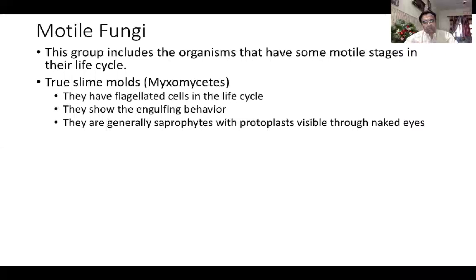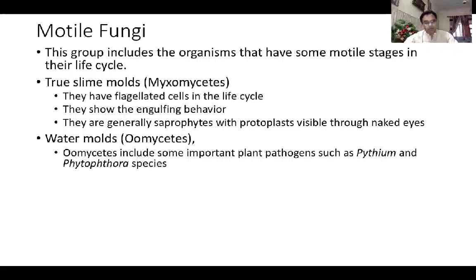Then they are also important saprotrophs. Another group of motile organisms are known as oomycetes. Oomycetes include some important plant pathogens such as Pythium and Phytophthora species.